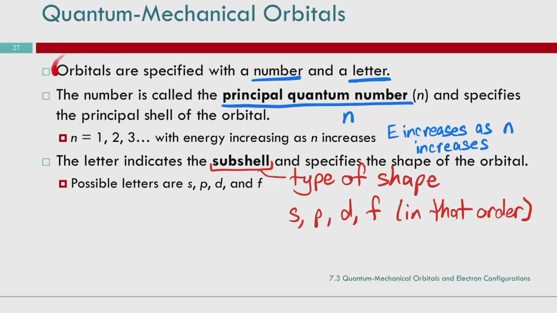So again, our orbitals are specified with a number and a letter. Our n is our principal quantum number. Starting from 1, counting up, energy increases as n increases. So 1 is low energy, 2 is higher energy, 3 is higher energy, and so on and so forth. And then the letter indicates the subshell. This is just the shape family that we're working with. And our options are S, P, D, and F, and they show up in that order.